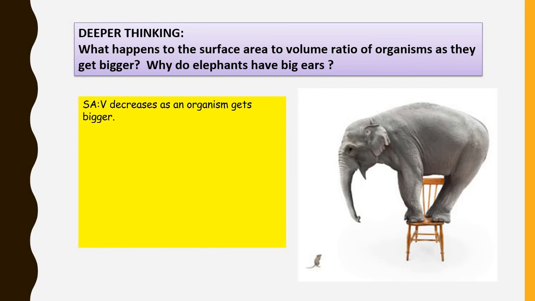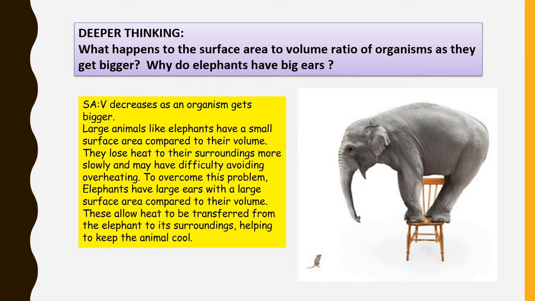Okay, so of course, as we saw from the previous example, as the organism gets bigger, the surface area to volume ratio decreases. Larger animals like elephants have a small surface area compared to their volume, so they lose heat to their surroundings more slowly, and have difficulty avoiding overheating. To overcome this problem, elephants have larger ears, with a large surface area compared to their volume. These allow heat to be transferred from the elephant to its surroundings, helping to keep them cool.